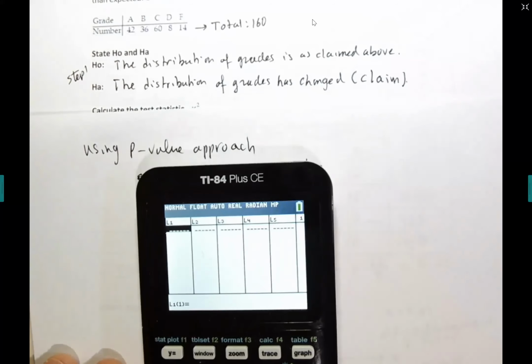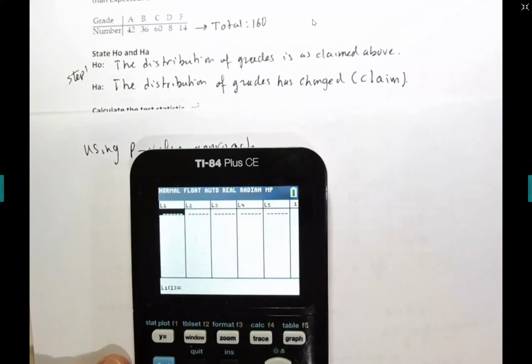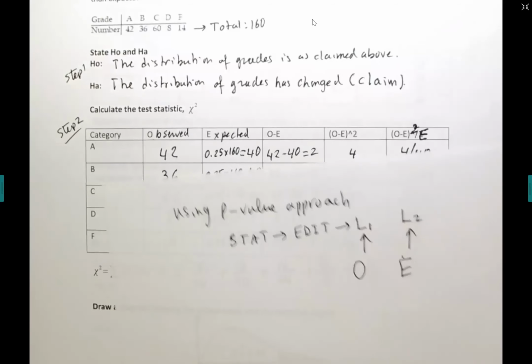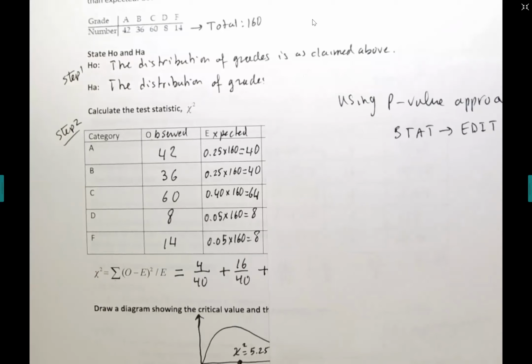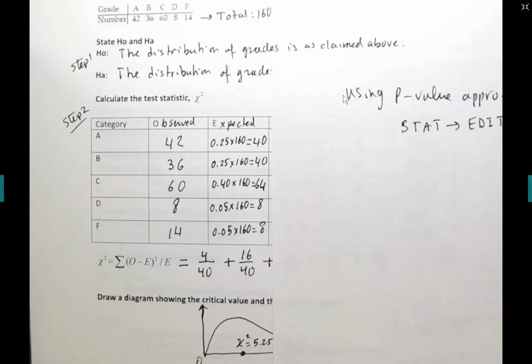And L1, observed values in L1, guys, which are 42, 36, 68, 14. Now the expected values, you already did the work for the expected values. So you only need to do this, that's it. Expected values right here, just that. You have to do it by hand still in order to use the calculator. So what do I have? 40, 40, 64, 88. Let me write them down.